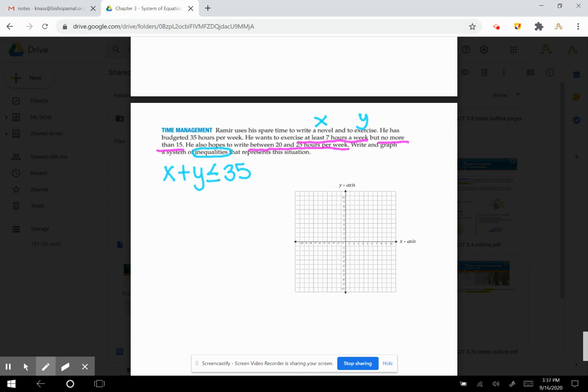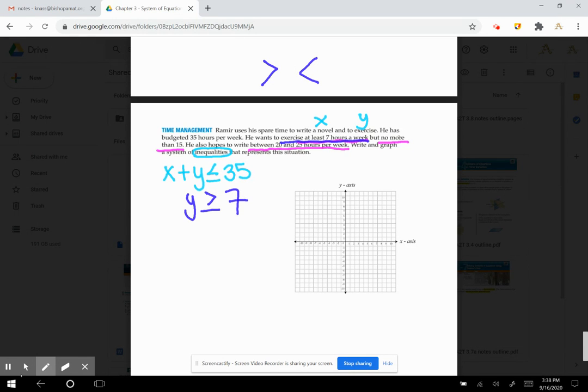All right, let's go to he exercises. He exercises at least 7 hours. Okay, exercises Y. So Y at least. Again, ask yourself, we have only two options, greater than or less than, right? So at least, are you going to exercise 7 hours? Can you exercise 8 hours at least? Yes. So greater than or equal to, because he could do 7 hours too. 7.